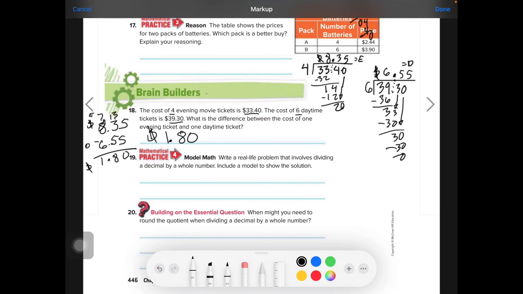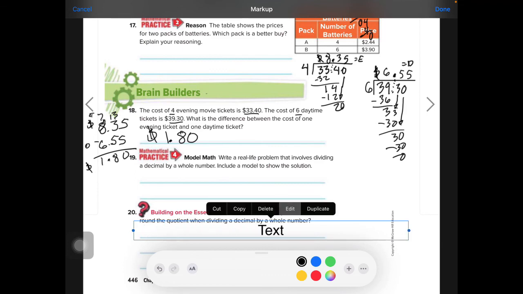80 cents different. Okay, and number 20, when might you need to round the quotient when dividing a decimal by a whole number?